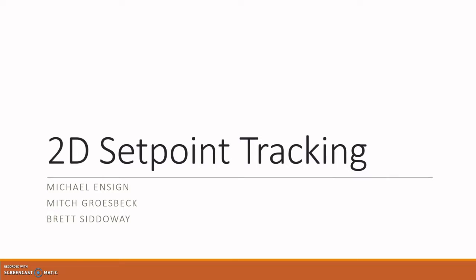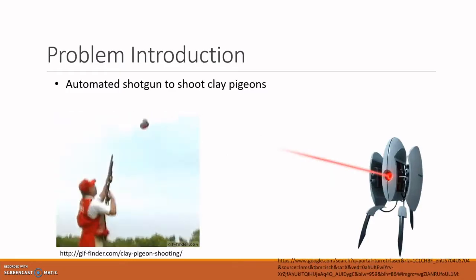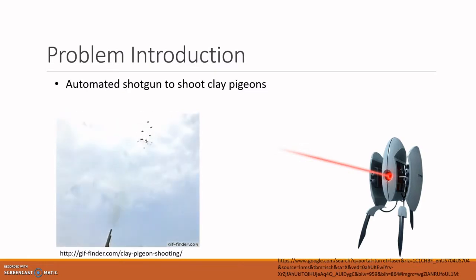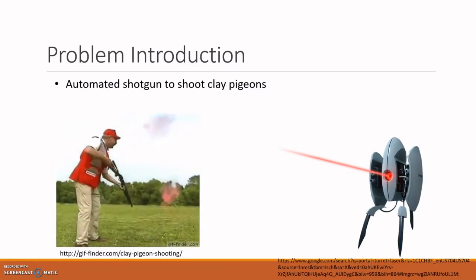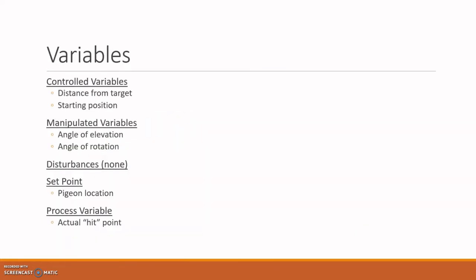And let's get started. To introduce you to the problem a little bit, the purpose of our project was to code up an automated shotgun turret that is able to track and hit clay pigeons when they're fired at any angle and initial velocity. So we implemented two different PI controllers that were used to track the X and Y coordinates of the pigeon.